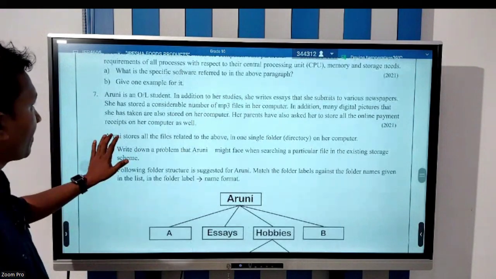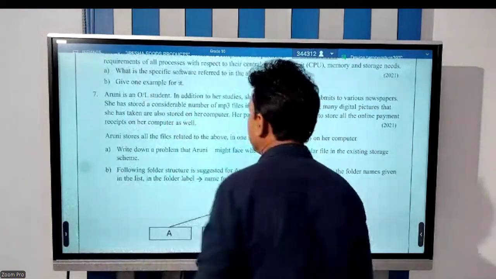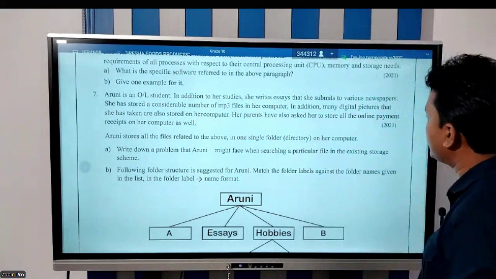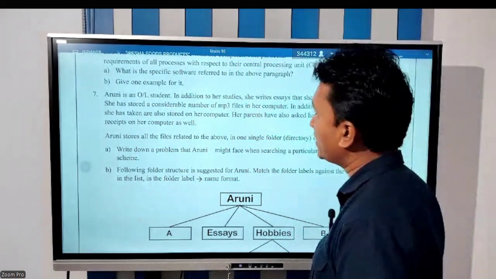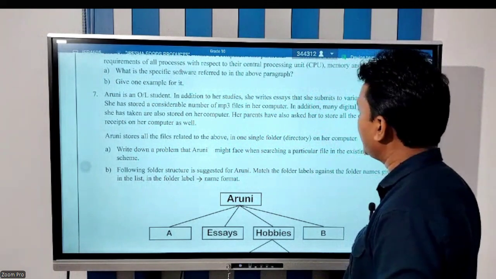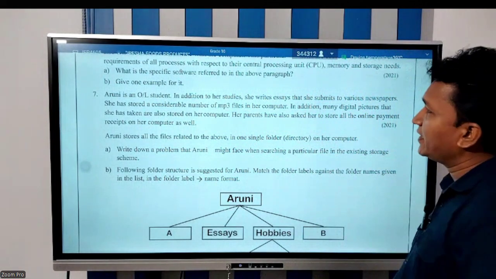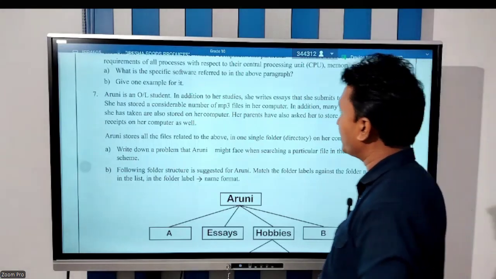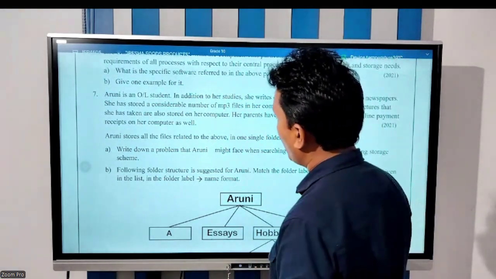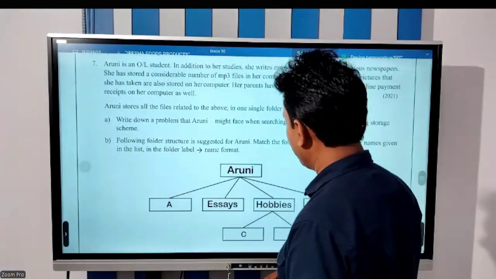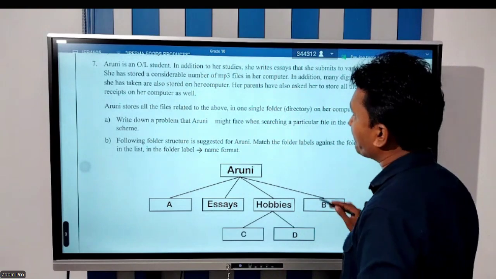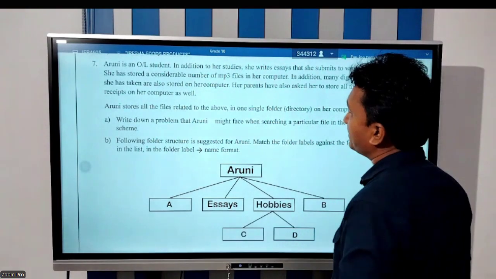Right. Aruni is an O-level student. In addition to her studies, she writes essays that she submits to various newspapers. She has stored a considerable number of MP3 files in her computer, right? In addition, many digital pictures that she has taken are also stored on her computer. Her parents have also asked her to store all online payment receipts on her computer as well, right? So that is the paragraph given, right?